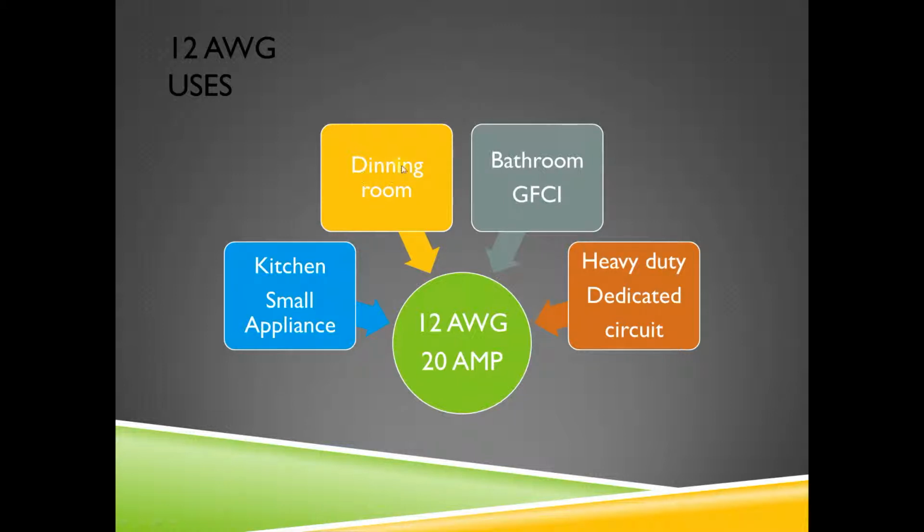amp circuits installed. The GFCIs in your bathroom are placed on a 20 amp circuit, or perhaps a heavy duty dedicated circuit. It could be for anything from an electric space heater to a window air conditioner. Okay, we're going to move right along here.